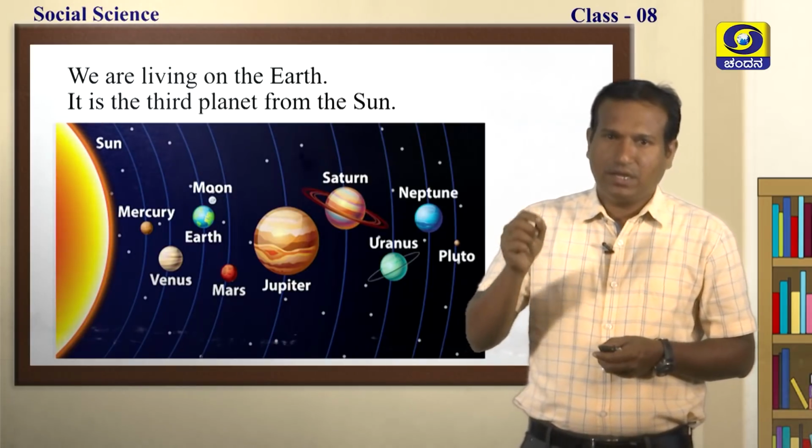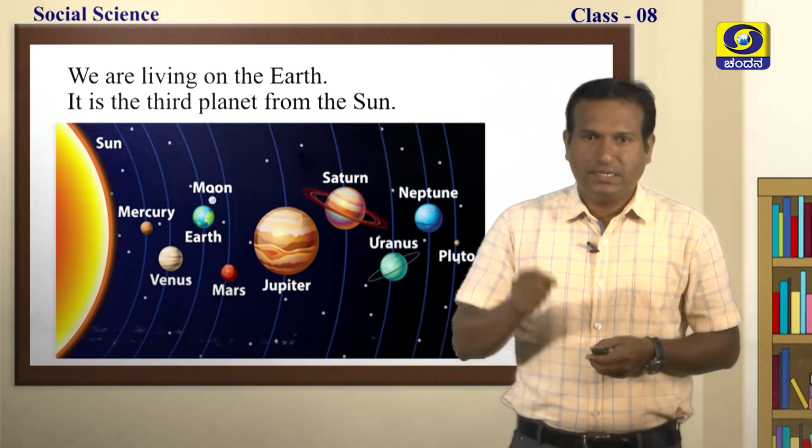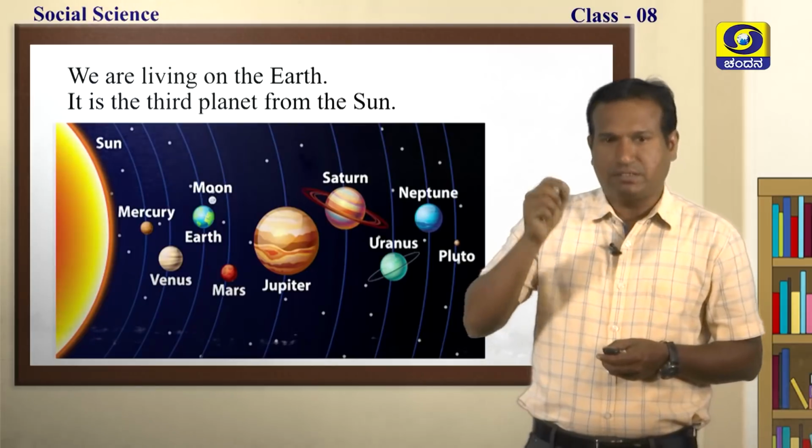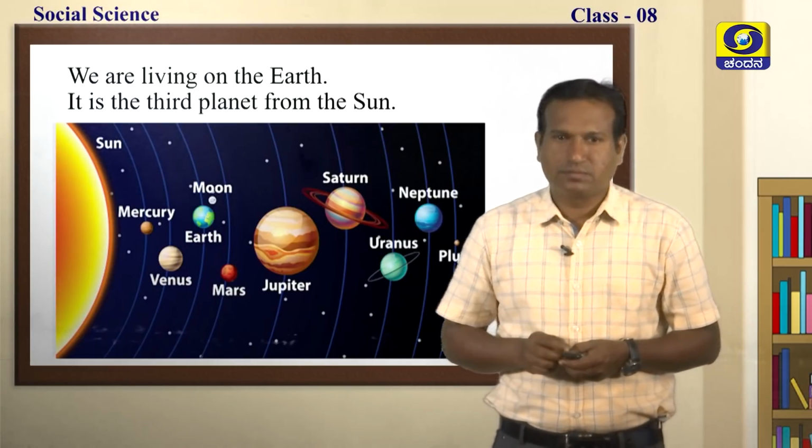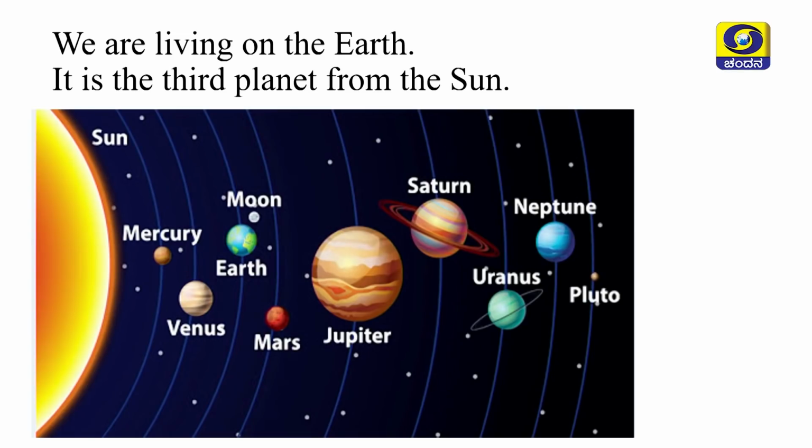We are living on the Earth. It is the third planet from the Sun. Look at this. The Sun is a star. From the Sun, Mercury is the first planet we can see. Next to Mercury we can see Venus. The third planet we can find, that is the Earth. So that is why I told you Earth is the third planet from the Sun.